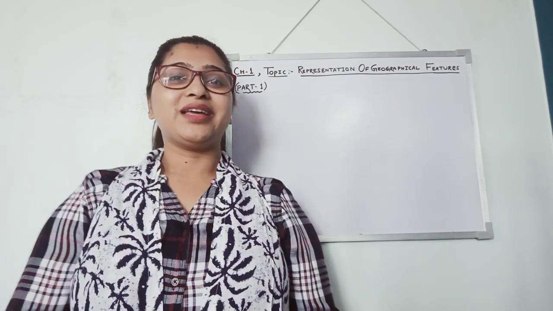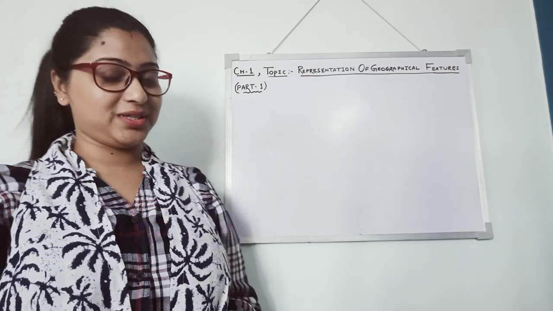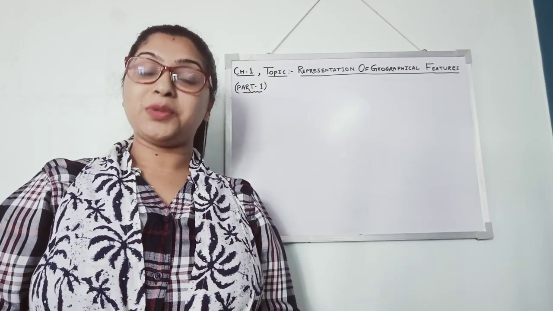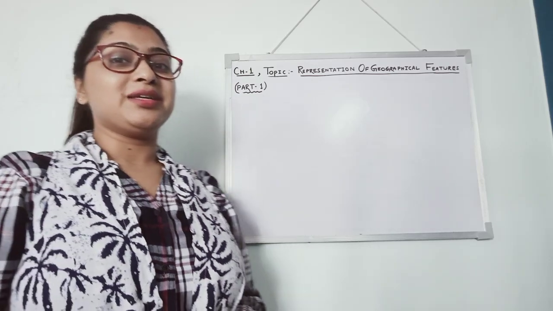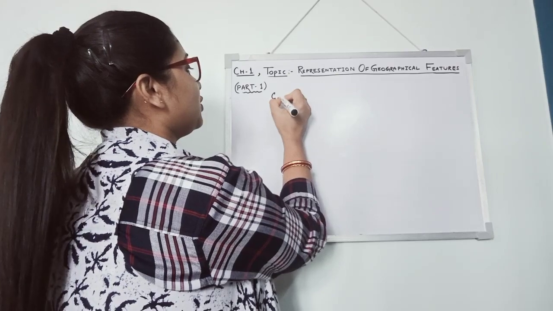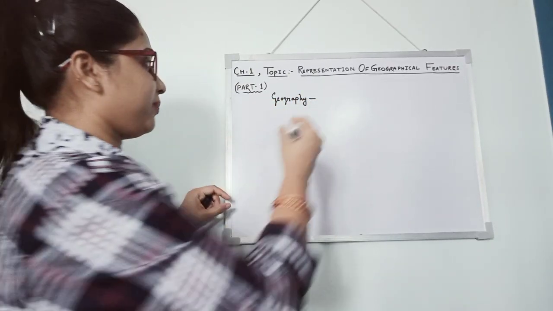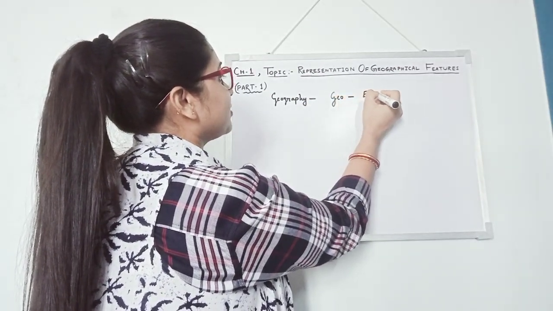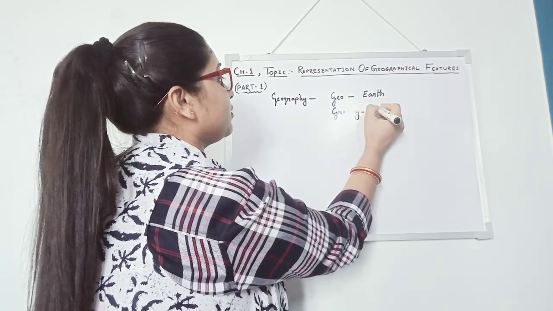Let's start. Today's topic is representation of geographical features. So what are we going to represent? We are going to represent geographical features. So what are the geographical features? First we have to know the meaning of geography. The term geography has been derived from two Greek words: geo means earth and graphy means knowledge.